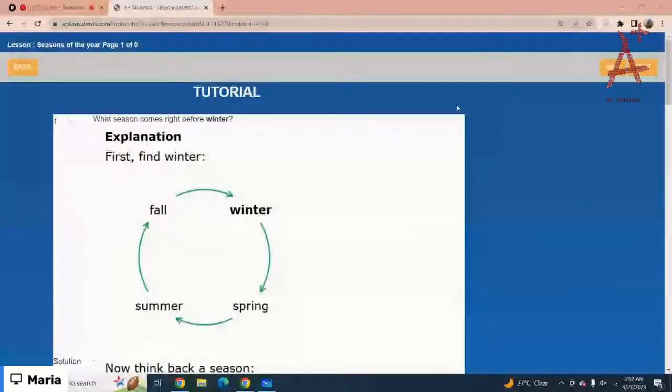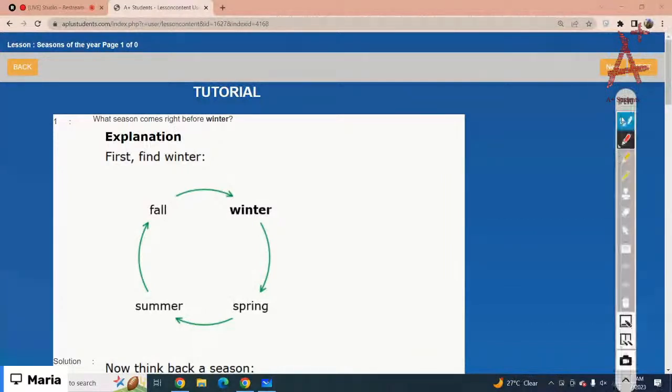So the question is, what season comes right before winter? You have to see which season is before winter. So just look at the winter in the cycle. Here is the winter, and you need to see which is before. So here is the one that is before. So before winter, there is fall. Got it? So just keep in mind, it would be like winter, spring, summer, fall. And the cycle goes on.